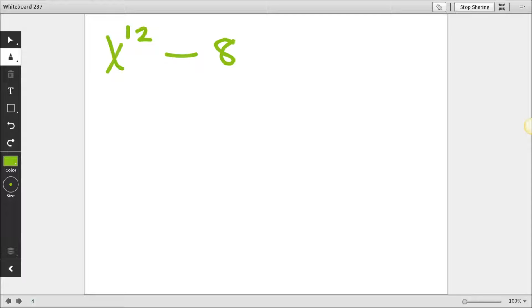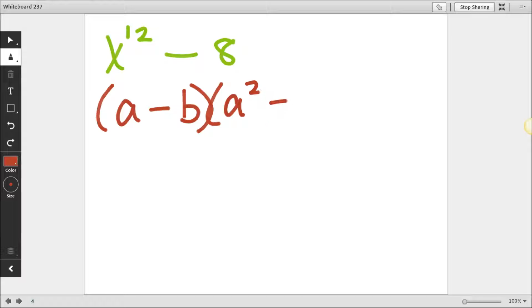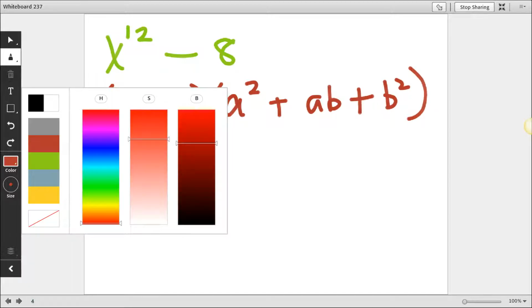Okay, so this is minus. So our pattern: same, opposite, always positive. Okay, and again, we need to find A and B.